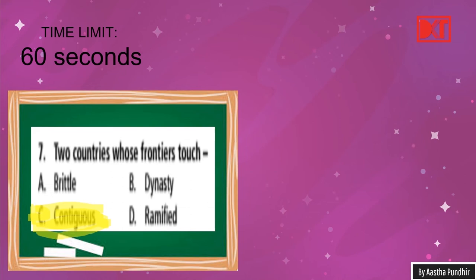Then we have dynasty. Now dynasty is basically hereditary rulers or the kings of some place, that's a dynasty. Then we have ramified. Now ramify, as a verb, is actually creating certain branches, creating certain parts, like subparts. Right.